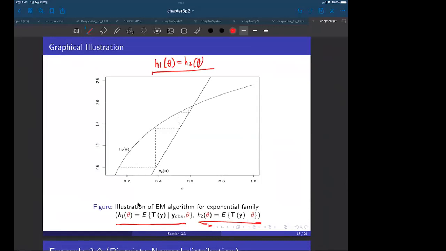But the way the EM algorithm solves it is very interesting. This is H1, this is H2. So this is the solution. We want to find this. So we are interested in finding the value of theta where the two functions meet, right? Now, how do we get there if we have an initial point here?